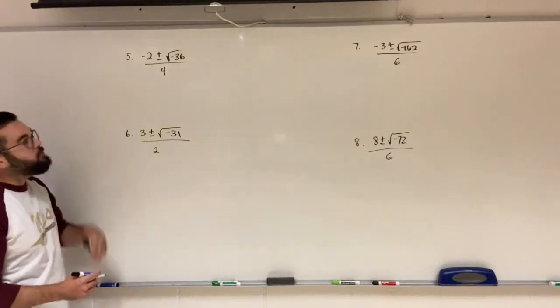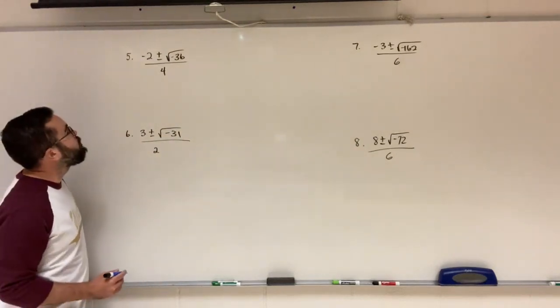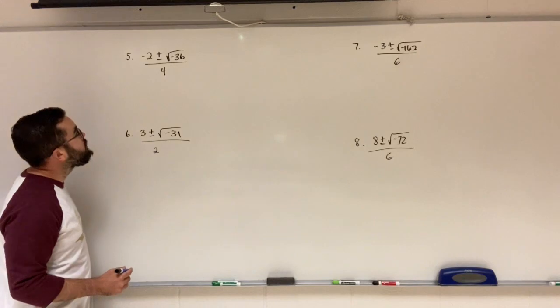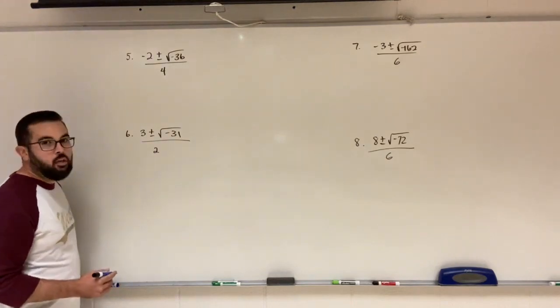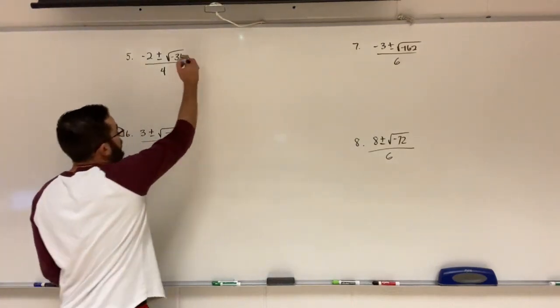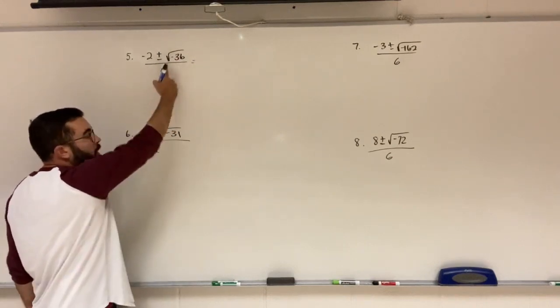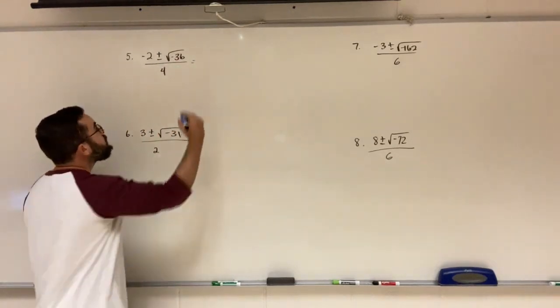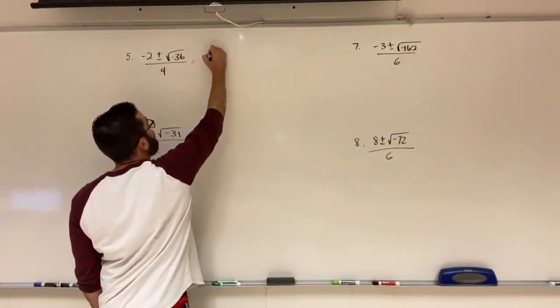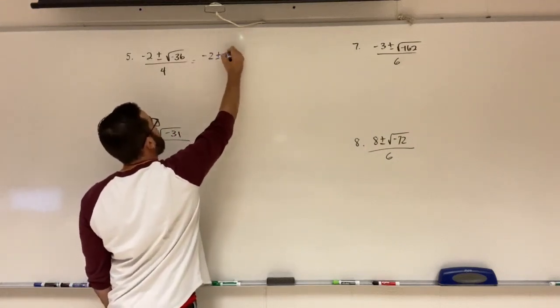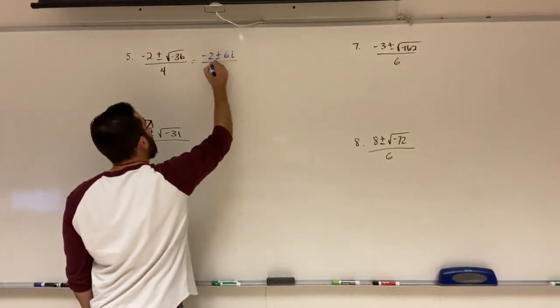So looking at number 5 from the notes page, we have -2 plus or minus the square root of -36 over 4. So I first noticed that 36 is a perfect square and it's negative, so that's going to result in an I. So this reduces to -2 plus or minus 6I all over 4.